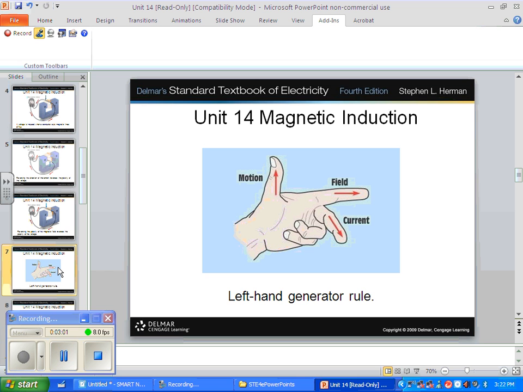And so the current is indicated by one of your fingers. Notice this thing right here. And this is the field. And that's the motion. If you're taking a single wire and moving it through the magnetic field, this is what would happen. And the polarity is the tip of that finger right there.